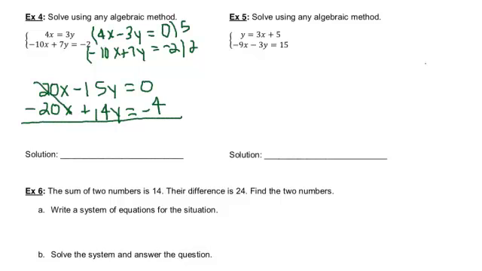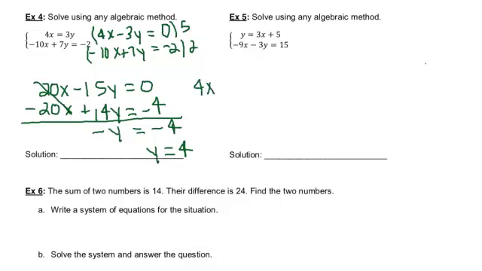Negative 15y plus 14y is negative y, and that equals negative 4. So again, we're going to divide or multiply by negative 1, so that gives us y equals a positive 4. So again, from here, we're going to go back to our equations, plug in our y value to get our x value. Again, it doesn't matter which equation you use, whatever one is the easiest.